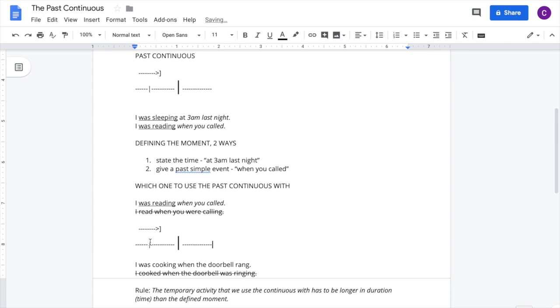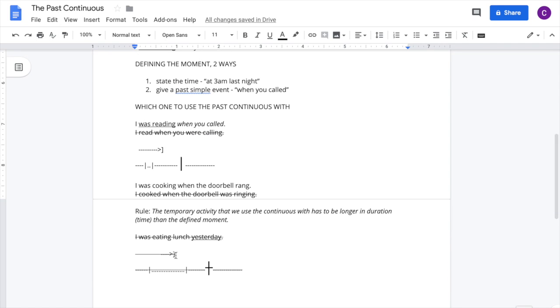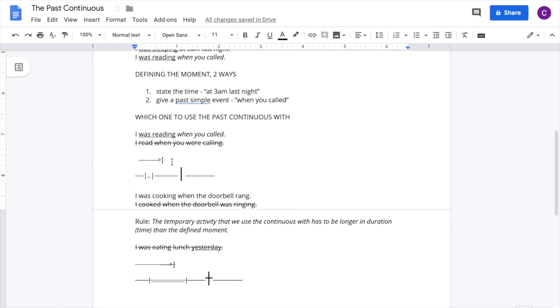All right, so let's see. Well, reading is this one actually. Okay, but let's just use our imaginations here. Let's say they called and they rang for 30 seconds. All right, so in this, the defined moment is 30 seconds here. Okay, it's not exactly one moment, but it is still shorter. It is still some separate period of time, and it is shorter than this temporary activity. So it works to use this as a defined moment, right, and to use the continuous here.